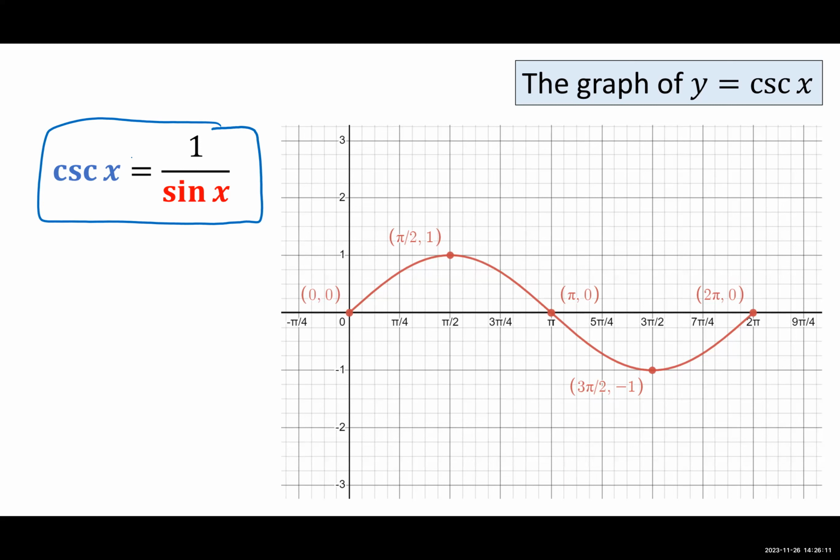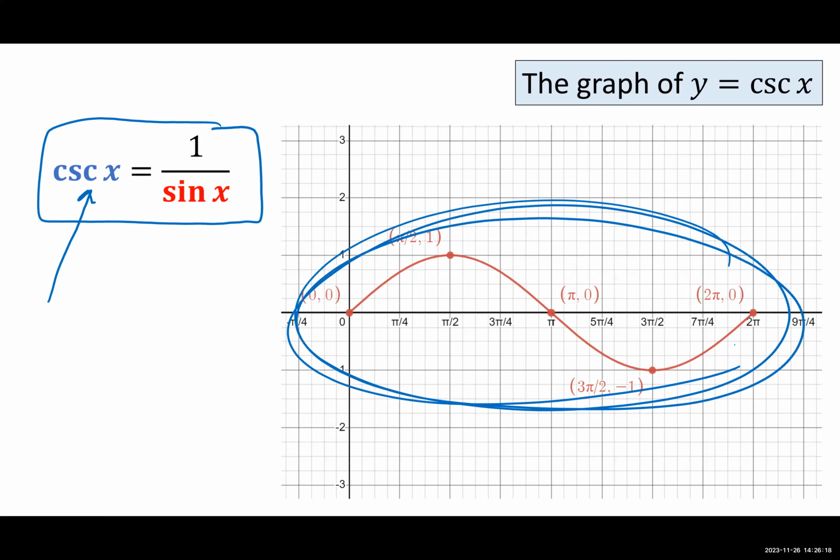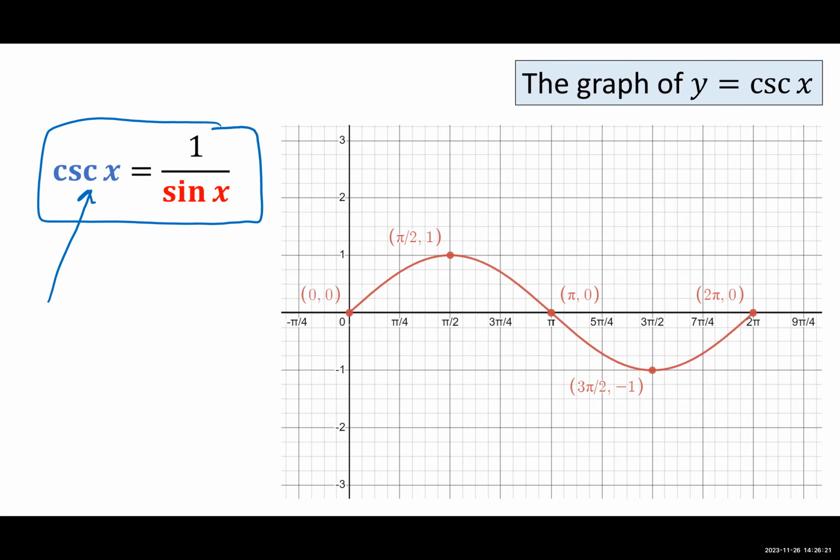So to come up with the graph of the cosecant, let's start with the graph of the sine function over here on the right. So the sine function goes from 0 to 2 pi, maximum at 1, minimum at -1, x-intercepts at 0, pi, and 2 pi. And so hopefully this is a graph we're familiar with. We've talked about this in the previous few videos. And so let's talk about the cosecant function.